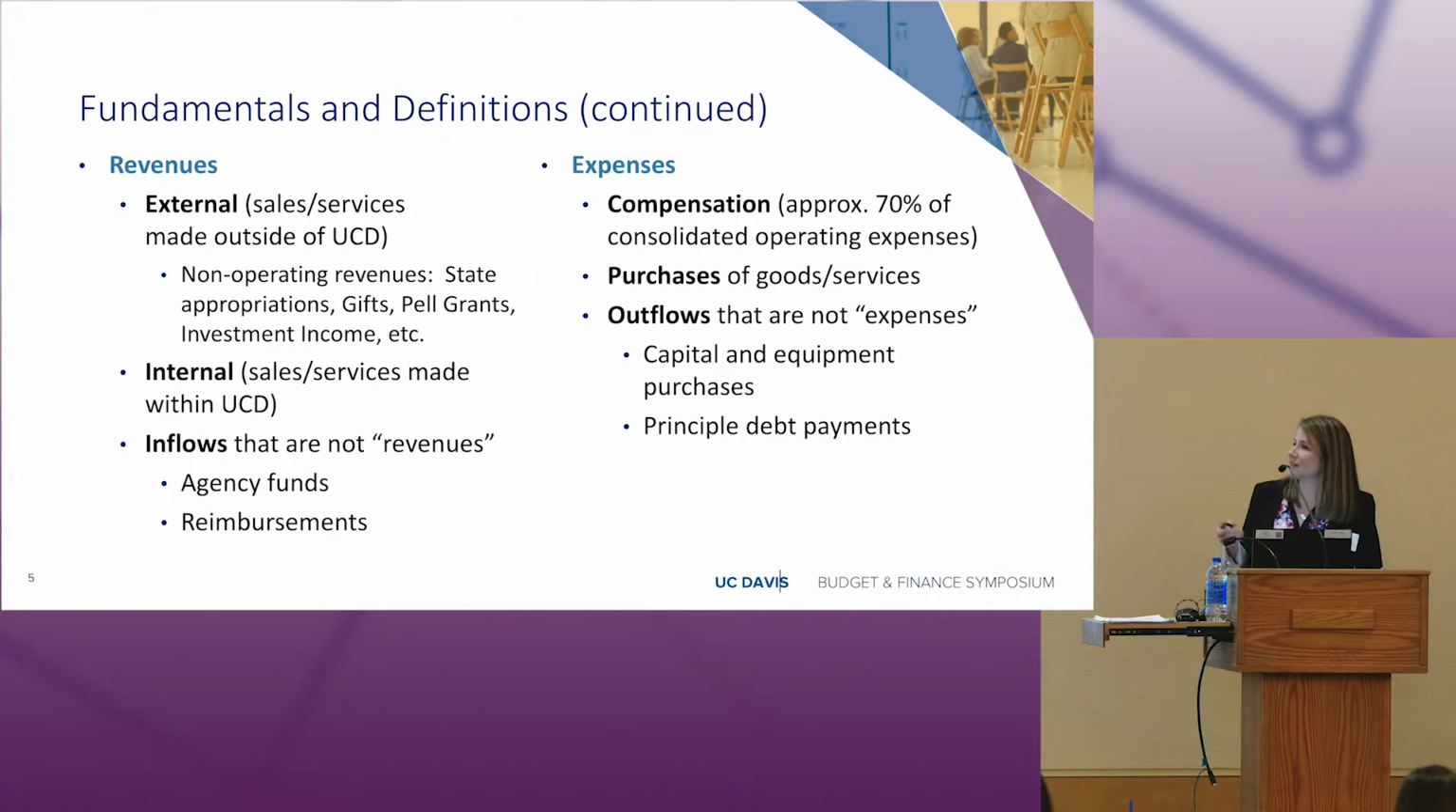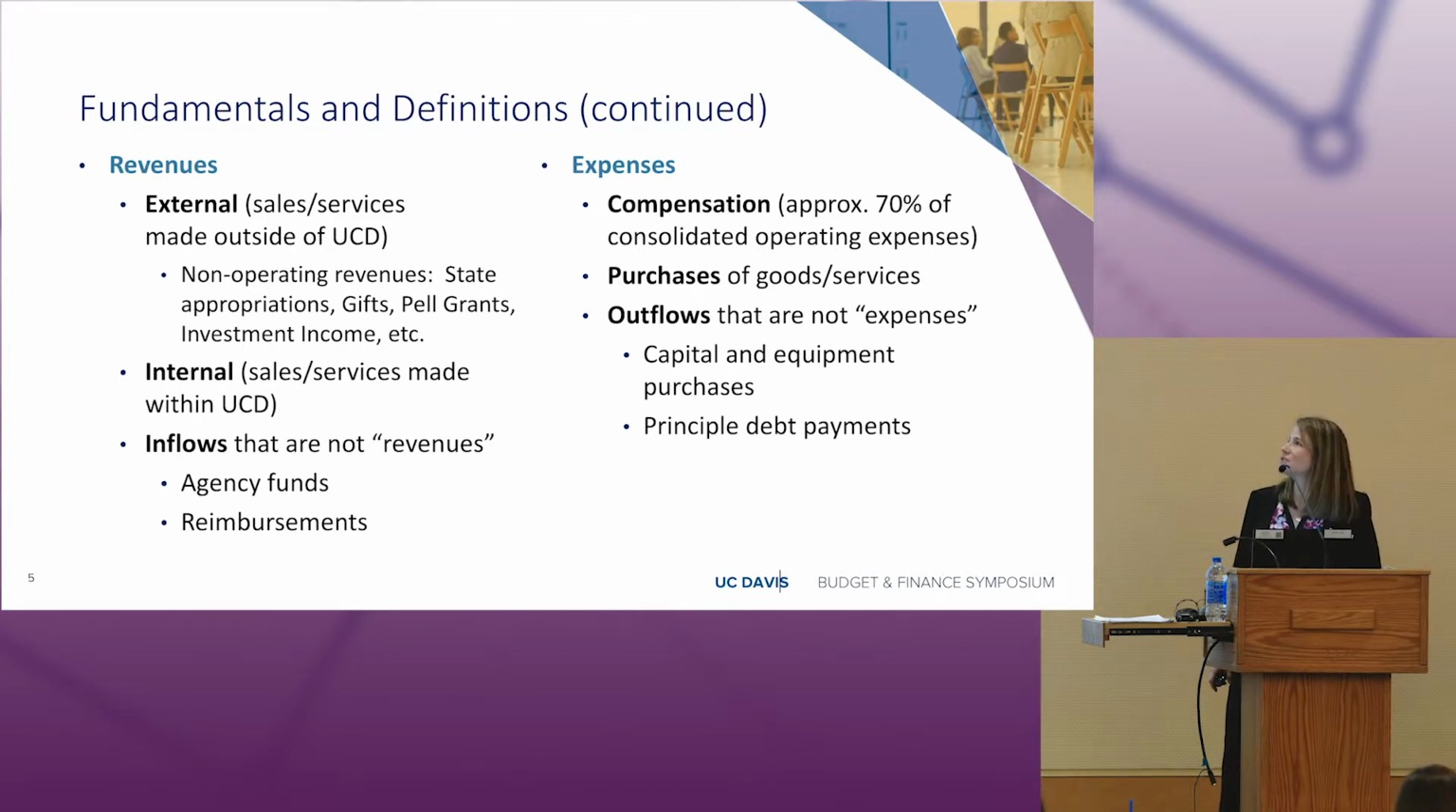I do want to point out that there are non-operating revenues. While we may use them for operations, things like state appropriations and gifts are all considered non-operating in the realm of GASB reporting, but we do effectively use them to run the university. So we consider them when we look at those sources as part of our operations, but from a reporting perspective, they're shown as non-operating, and I'll give you an example of that in a little bit.